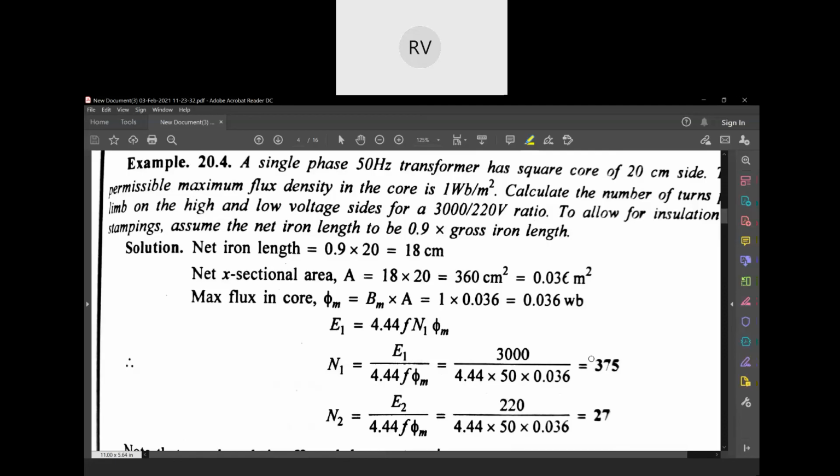Okay, and again same thing as we calculated in the previous problem. Phi m should be calculated as Bm into A, where Bm is given as 1 Weber per meter square, and you know the cross sectional area, so you can calculate phi m. In a similar manner, E1 is equal to 4.44 into f into N1 into phi m. This is a standard formula, so here you can just write that formula, and then you can calculate the values of N1 and N2.